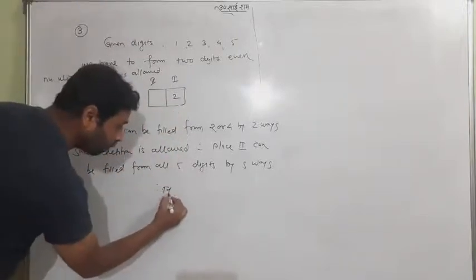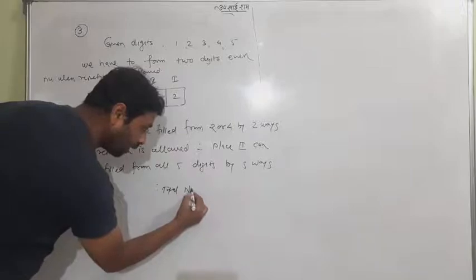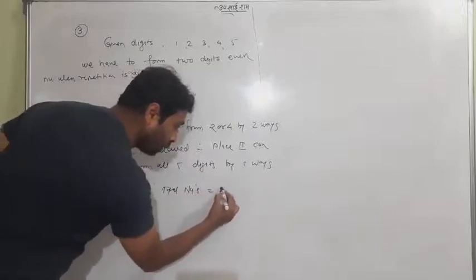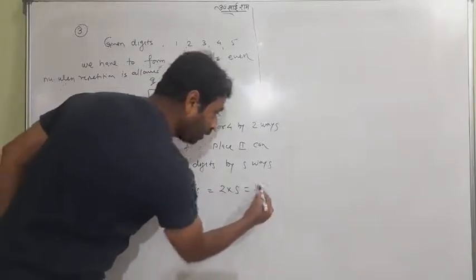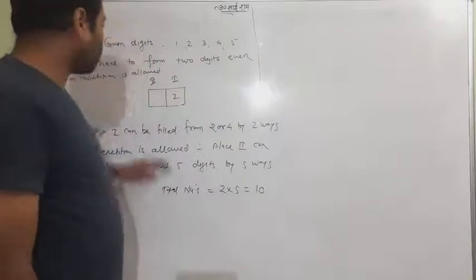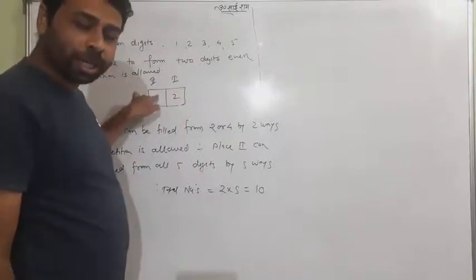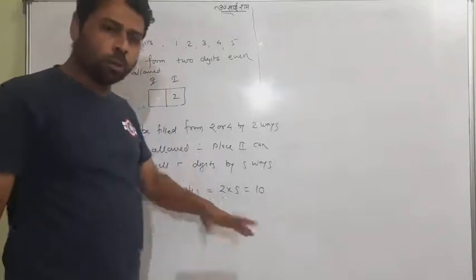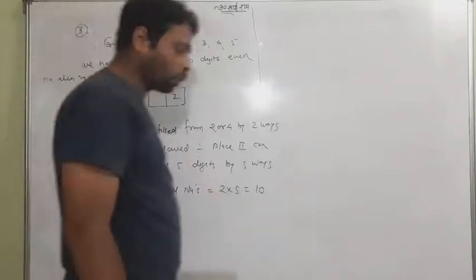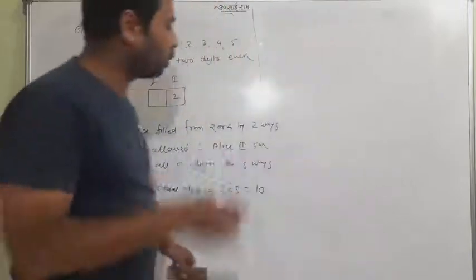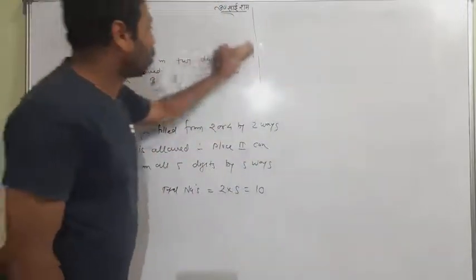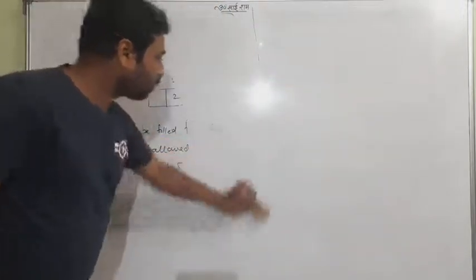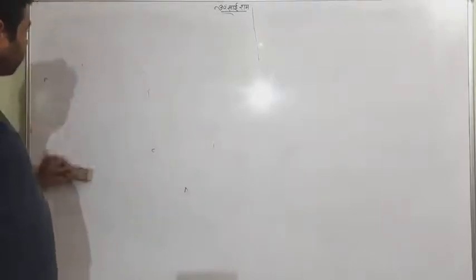So the total ways will be 2 into 5, meaning 10. When the repetition is not allowed, this place can be filled in 4 ways and at that time the answer will be 2 into 4 equal to 8. So okay, it's on you only. Whatever the question is given, you have to do the question accordingly. Okay, this was a question from my side. Let me take some more questions from the book.